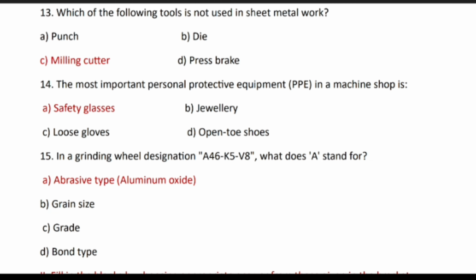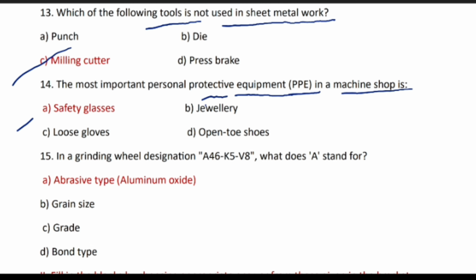Next, which of the following tools is not used in sheet metal work? That is option C, milling cutter. The most important personal protective equipment, that is PPE, in a machine shop is safety glasses, option A. In a grinding wheel designation A46K5V8, what does A stand for? A stands for option A, abrasive type, or aluminum oxide.